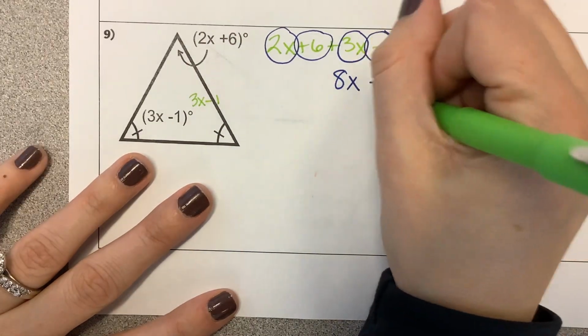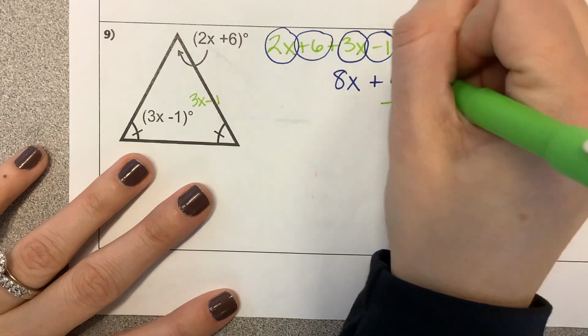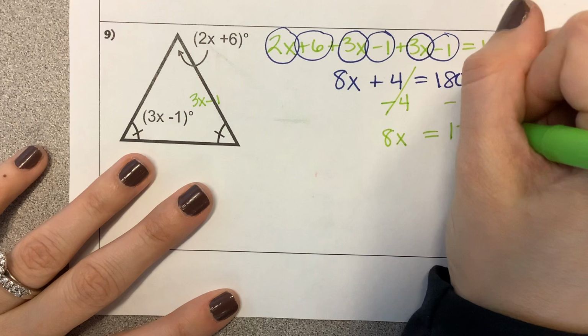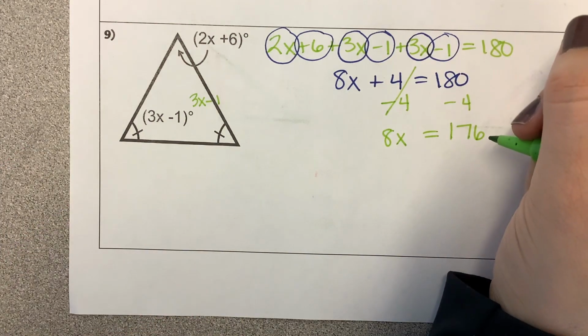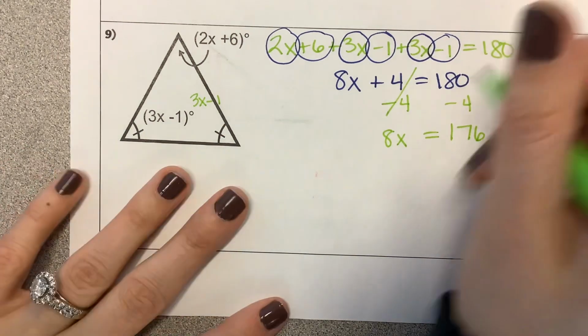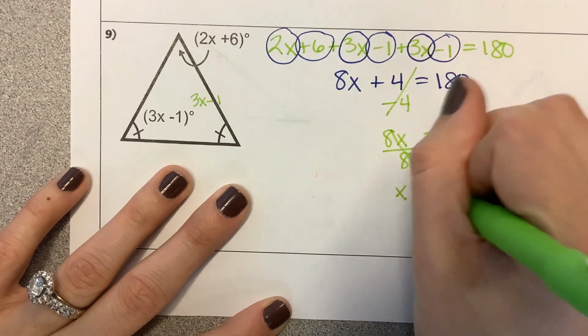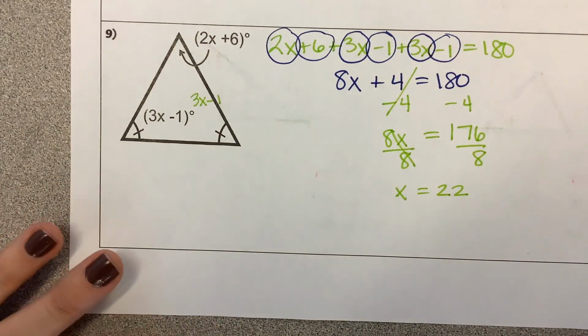And solve our equation. Subtract 4 from both sides. We get 8x equals 176. And last part, we are dividing both sides by 8. We get x is equal to 22.